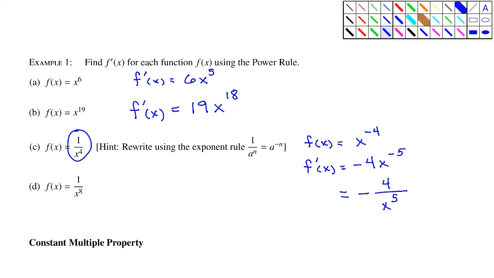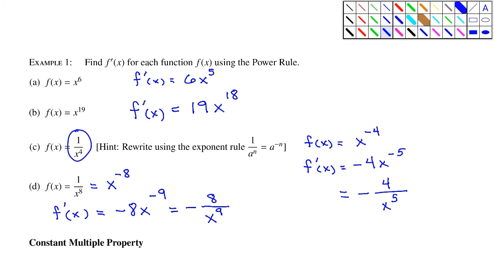Example D, f of x is equal to 1 over x to the 8th. So that's equal to x to the negative 8. Take the derivative. f prime of x is equal to negative 8 times x to the negative 9. And that's equal to negative 8 over x to the 9th.